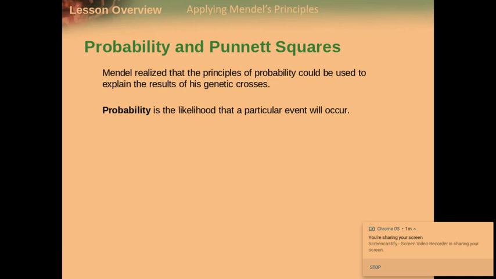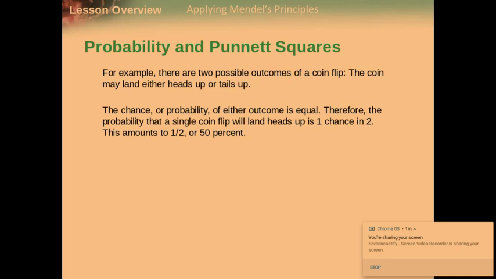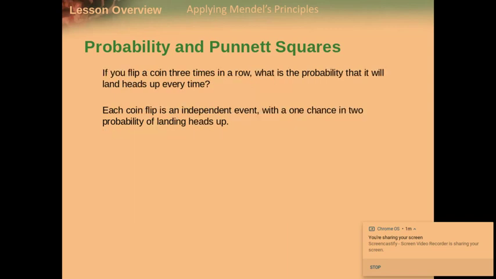Probability just by itself is the likelihood that a particular event will occur. It doesn't mean it's always going to happen, but just means what's the likelihood of it happening. For example, there are two possible outcomes if you flip a coin. The coin may land either on heads or tails. The chance or probability of either outcome is equal. Therefore, the probability that a single coin flip will land heads up is 1 chance in 2. That's about 50%, or 1/2.